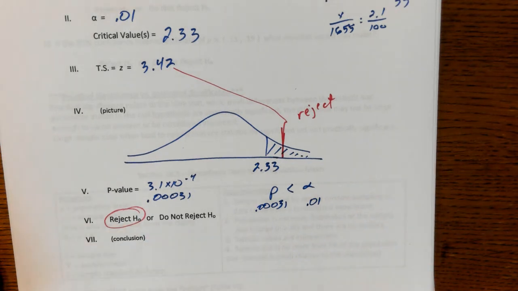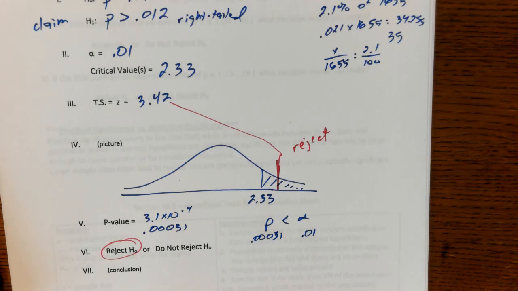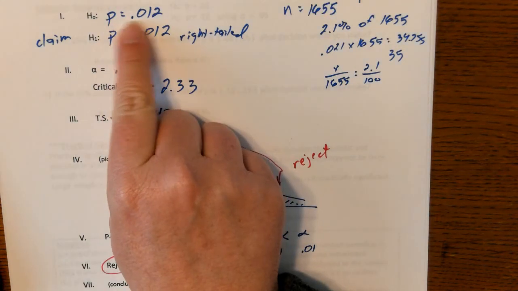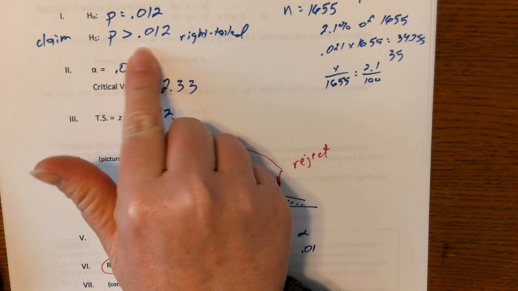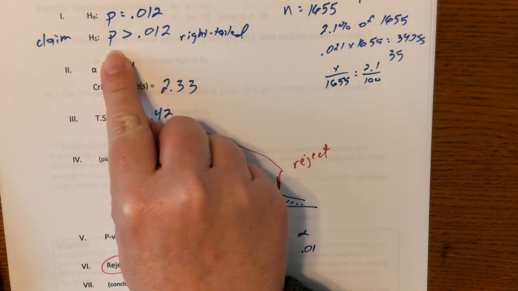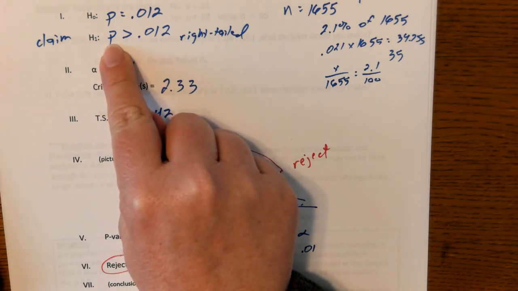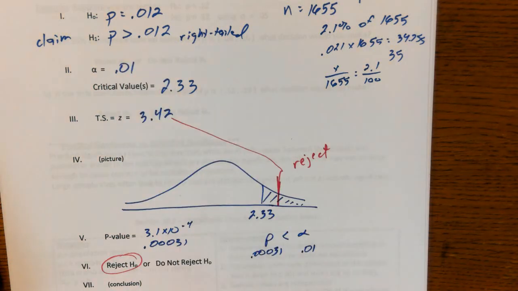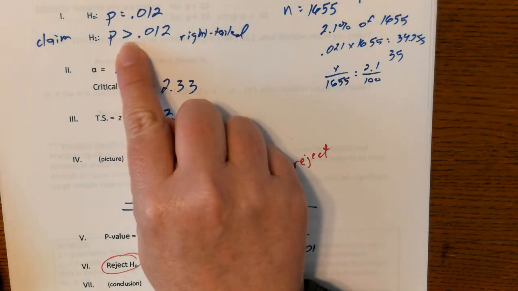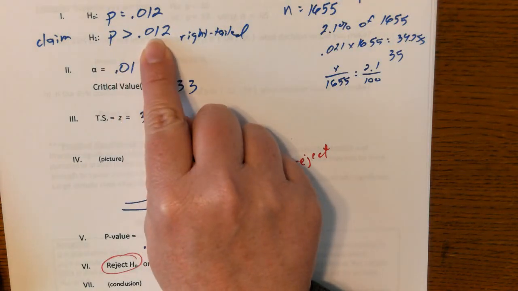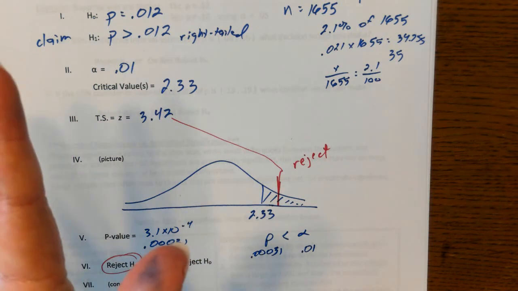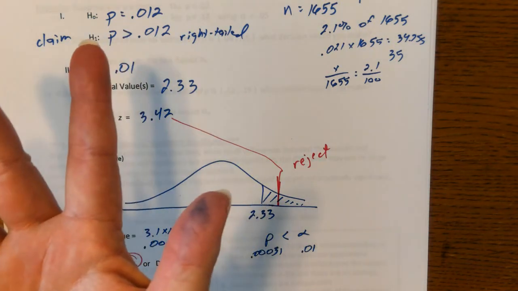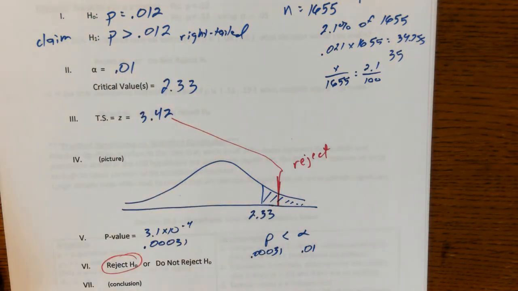Okay? All right, so that means we are rejecting the null. That means we're supporting the alternative. We're supporting the claim. We do believe that the proportion of Clarinex users who experience fatigue is going to be higher than 1.2%, the normal 1.2% of everyday people that experience it. So we are blaming that on the Clarinex.